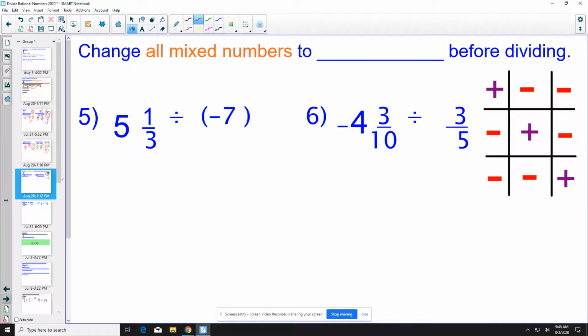Okay, now when we have mixed numbers, we need to change all mixed numbers to improper fractions. So if we have a mixed number, first we have to make it improper and then keep, change, flip. Okay, in your notebook, write down number 5, 5 1/3 divided by negative 7.